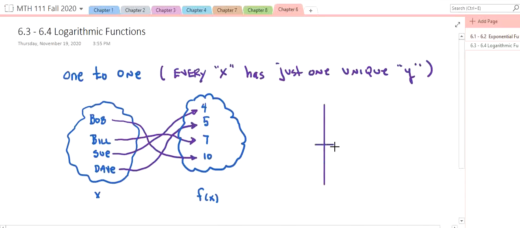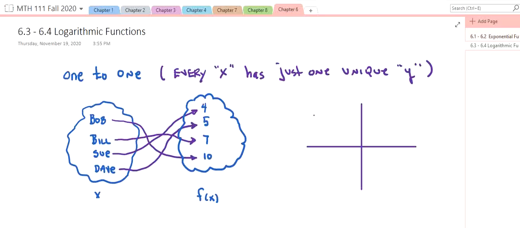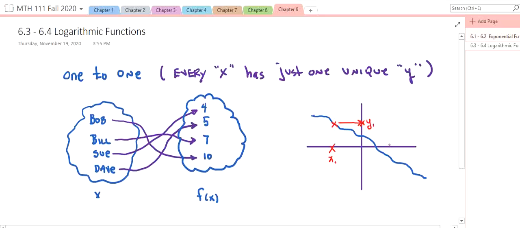So if I were going to make a plot, say, and I had a function that did something like this. Let's use a different color here. Well, you can see that when I pick an x value, there's just one y value. So this is x1, this is y1. If I pick another x value here, x2, then y2, just one y value. So this is a one-to-one function.